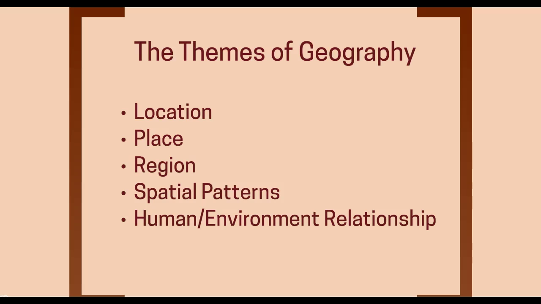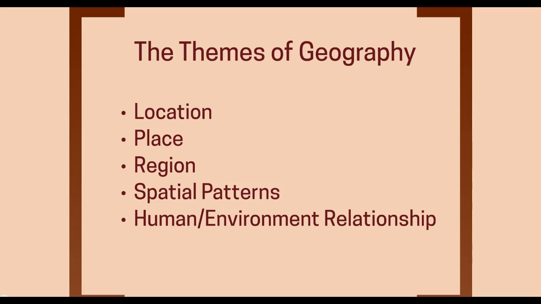Let me talk about each of these very briefly. We've already done a number of these in this course already. Location is the first one. Location refers to, of course, where places are, but geographers see themselves not only as people who talk about where places are, but also how can we make the best locational decisions for placing things.